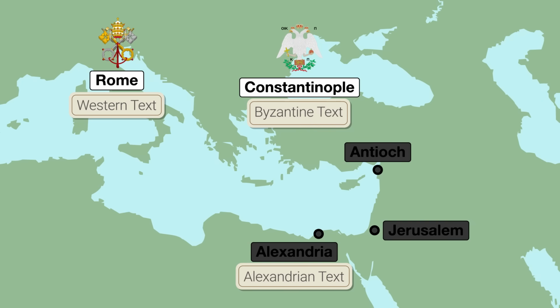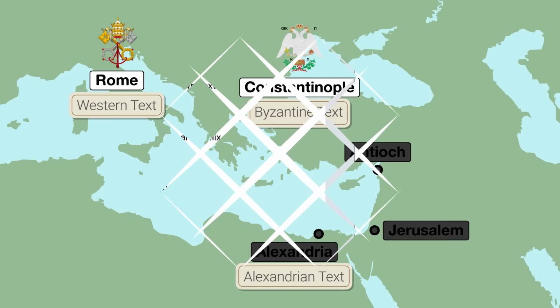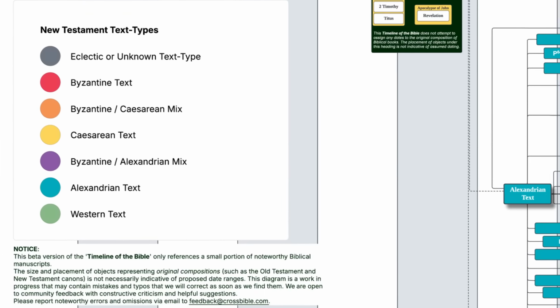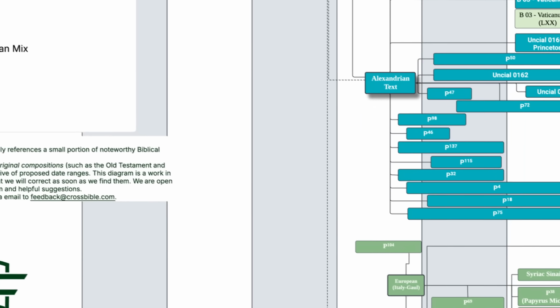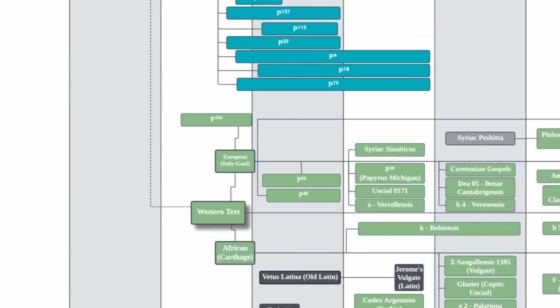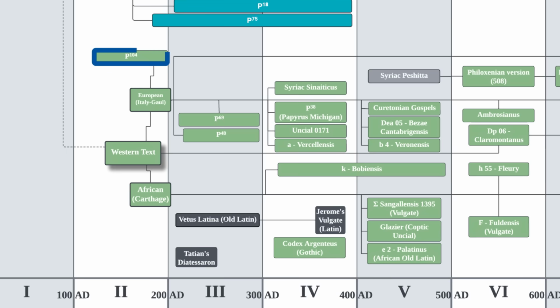So in terms of text types, the two dominant ones for many centuries were the Western type and the Byzantine type. Let's look at the Western tradition first. The oldest manuscript fragment traditionally assigned to the so-called Western tradition is P104. The P stands for papyrus because that's the material it was written on.